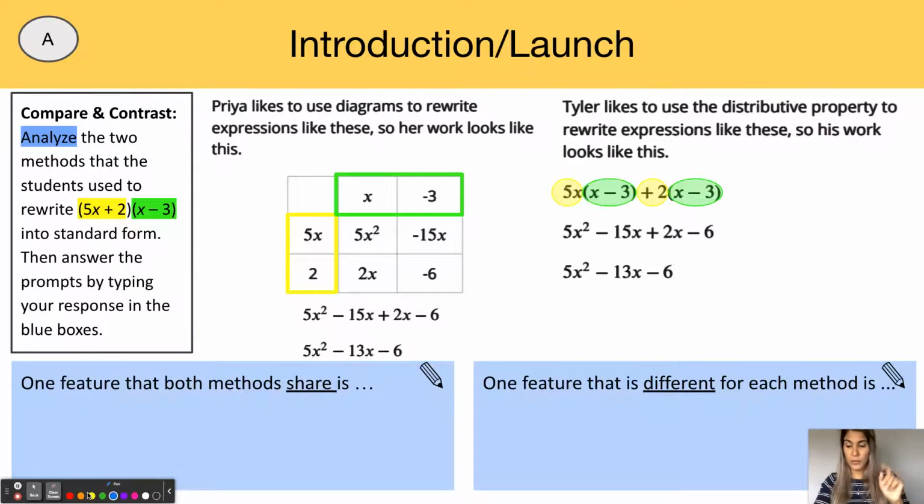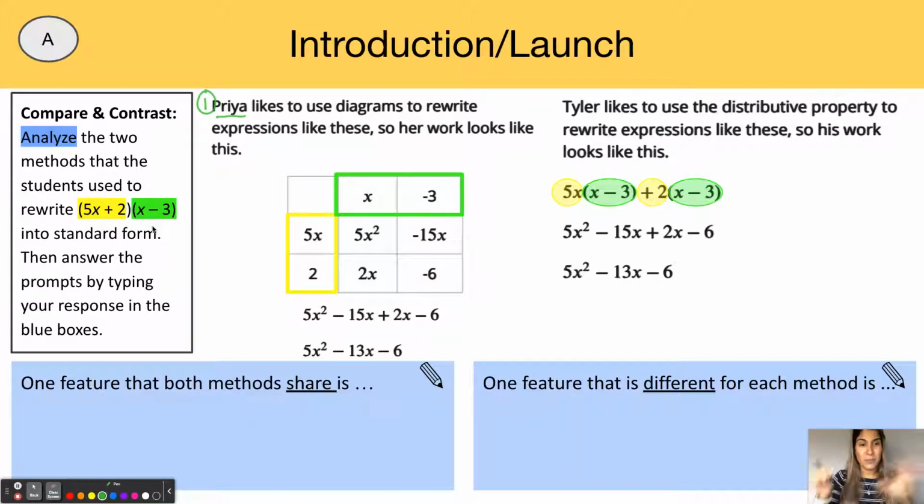So I'm going to first look at Priya's response. Priya likes to use diagrams to rewrite expressions like this. So her work looks like this. So Priya likes to use diagrams. So she used a grid right here, this grid right here. And she wrote the 5x plus 2 on this side, and she wrote her x minus 3 right here. So we know that these two are together and things stuck together is a multiplication.